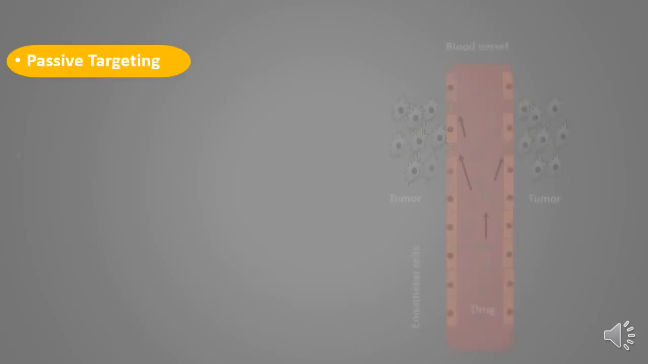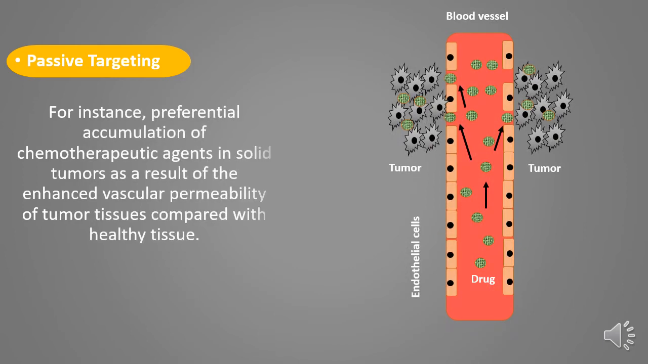Passive targeting. Passive targeting can be explained with the help of a chemotherapeutic agent which preferentially accumulates in the solid tumor tissues and increases the vascular permeability of the tumor tissues as compared to the healthy tissues. As shown here, a drug passing through the blood vessels accumulates preferentially in the tumor regions and performs its action in these specific tissues only.